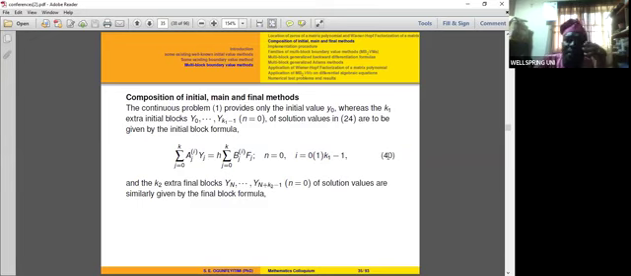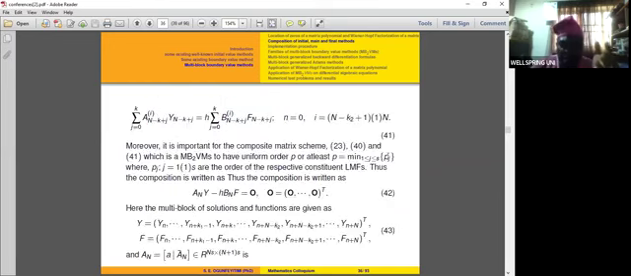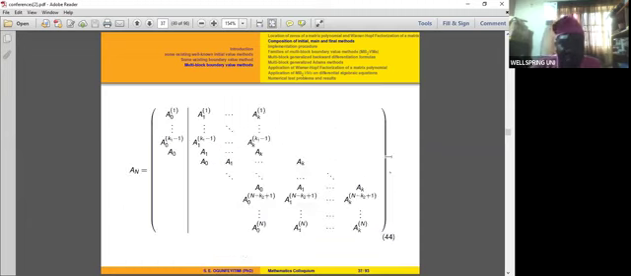Whereas the remaining or the extra initial blocks of solution need to be provided, which is given in equations 40 and 41. And when we couple everything together, it becomes a one-block method with high dimension. Meaning that we don't need any extra method in the implementation, which we can see in equation 42, and the multi-block of solution and function is also given in 43.